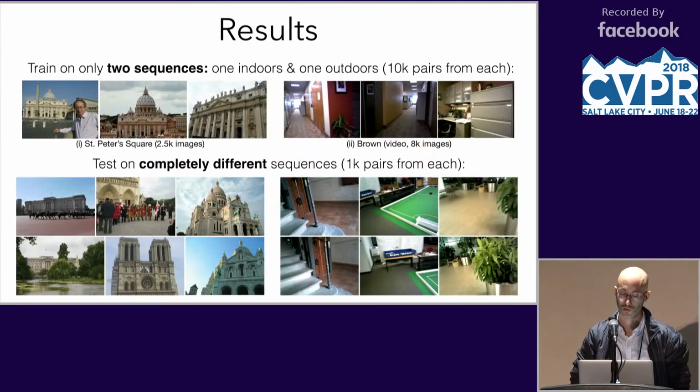So that was it for the ablation tests. That was running on a subset of the data, but for the final set of results, we want to train a single model on 2 sequences. One is indoors and the other outdoors.